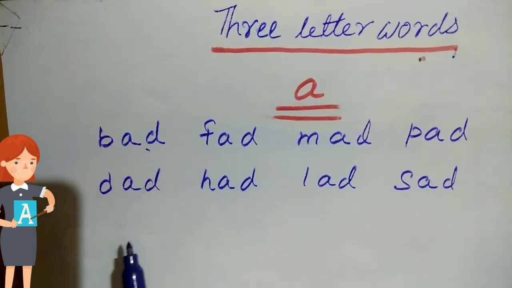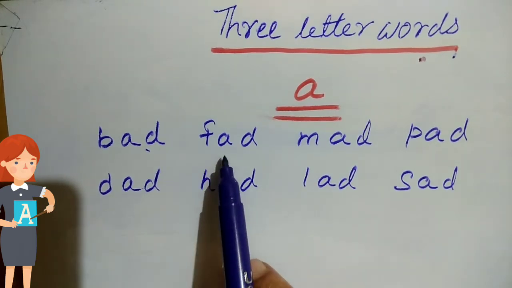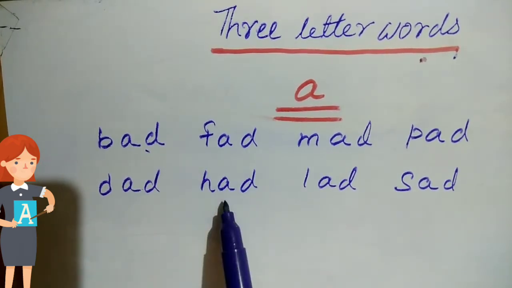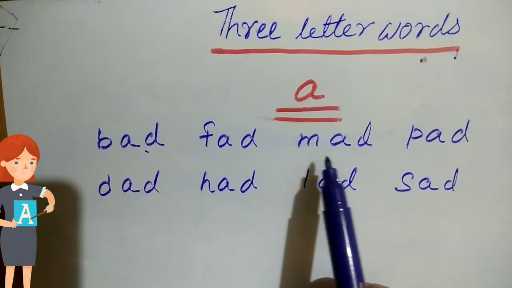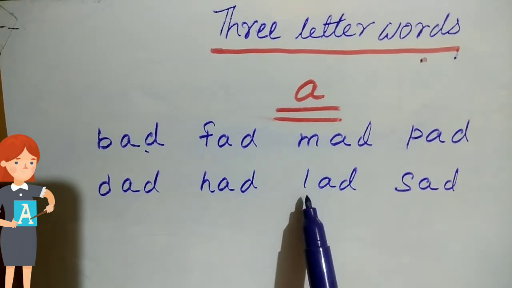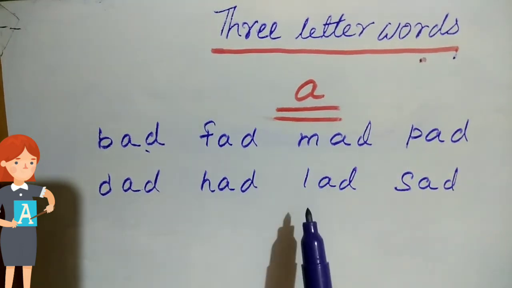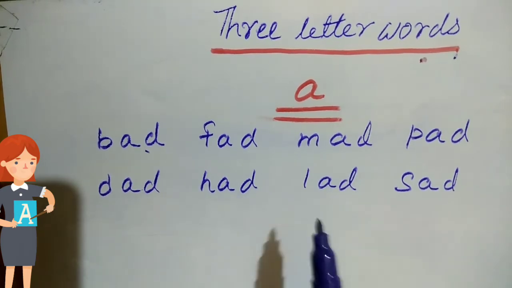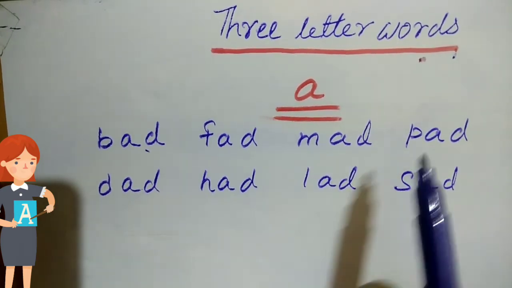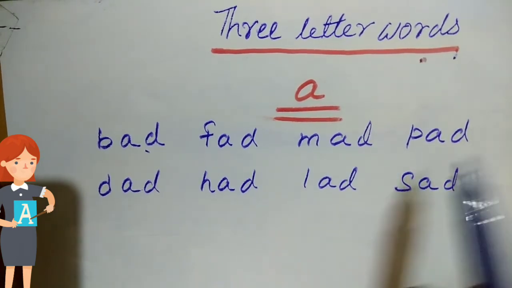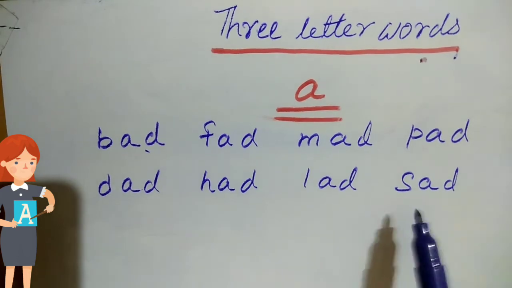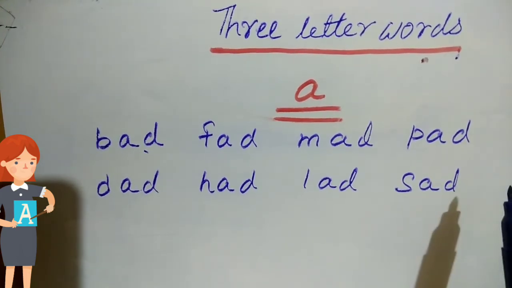Now repeat. B, A, D, bad. D, A, D, dad. F, A, D, fad. H, A, D, had. M, A, D, mad. L, A, D, lad. B, A, D, bad. S, A, D, sad.